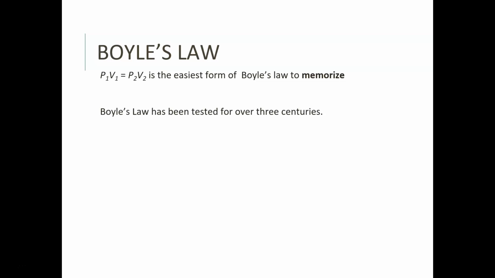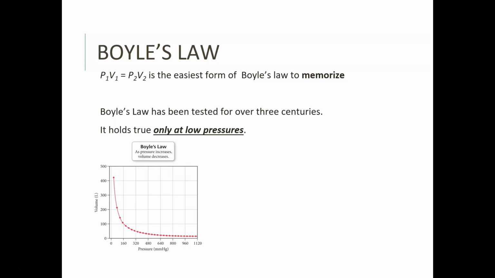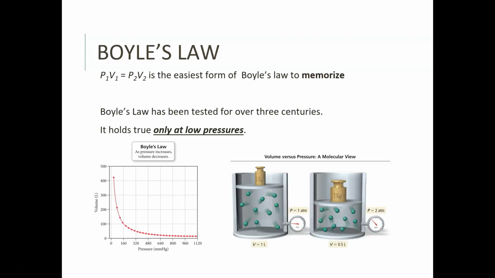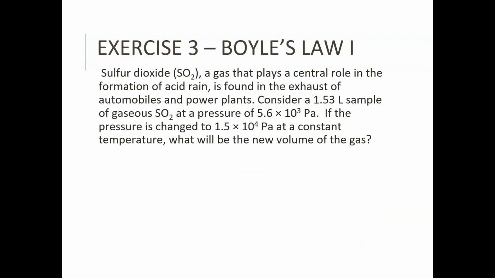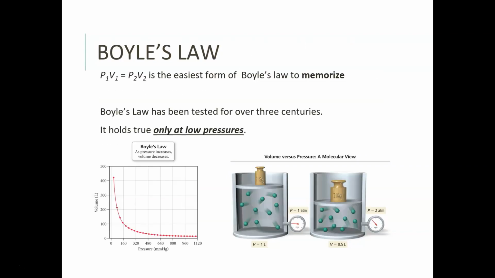Okay, Boyle's Law has been tested over 3 centuries. It only holds true at really low pressures. So once we get to higher pressures, things go a little crazy. So we need to make sure that we're thinking about that. So volume and pressure, we can see that has an inverse relationship there because of that curve that we have, but we can graph it in a different way. If we graph P over 1 over V, we get a straight line. So I will show you about that in just a second.